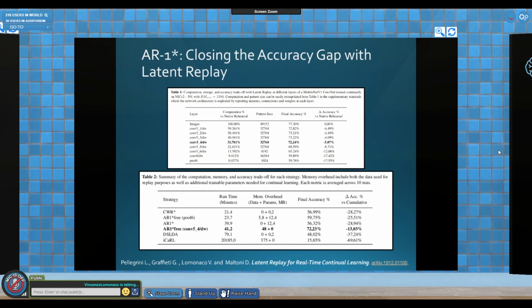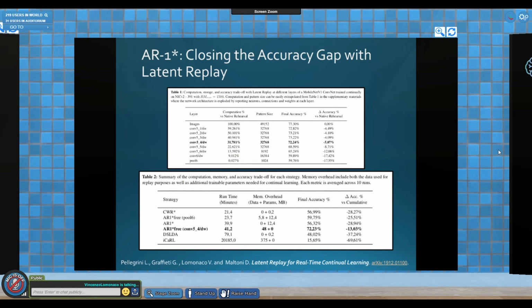And with this strategy, if we choose to do the replay from a latent space, which for this MobileNet version 1 is conv5_4, we are able to run the code on a single GPU in just under 2 minutes and with just 48 megabytes of memory overhead, and staying away from the cumulative upper bound by just 13 percentage points. So not 30, but 13.